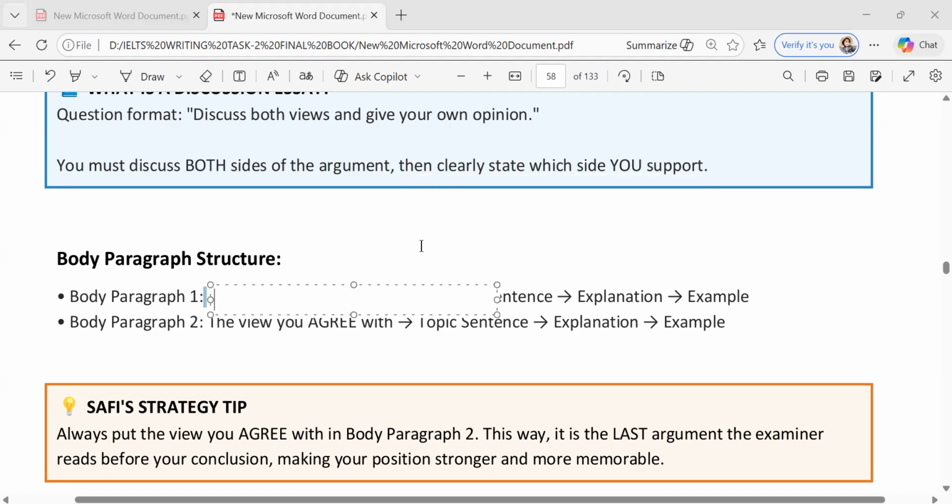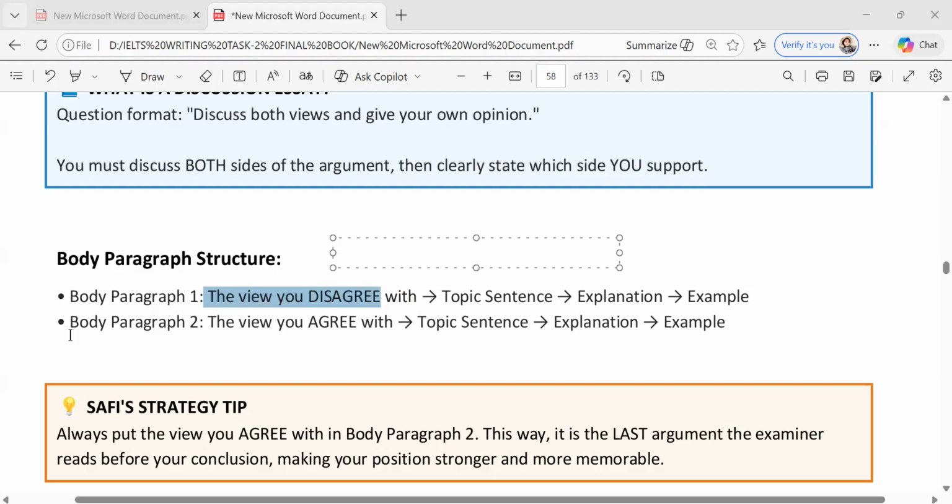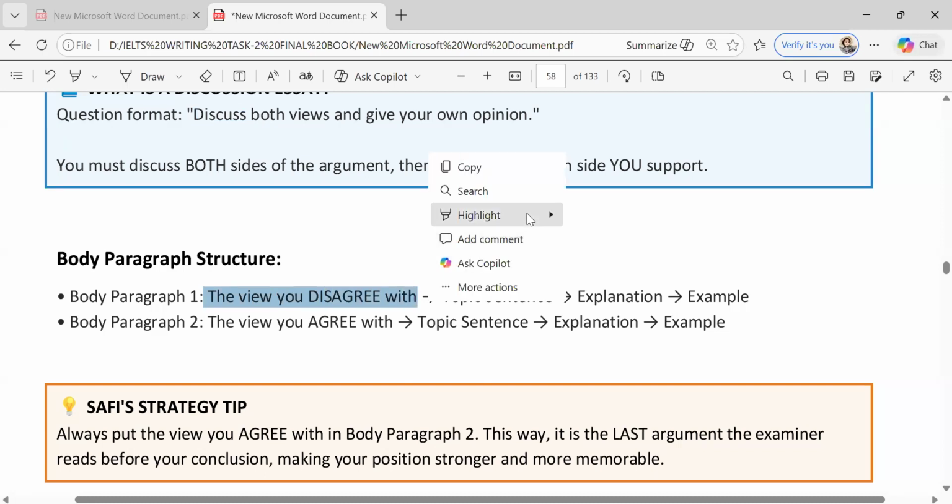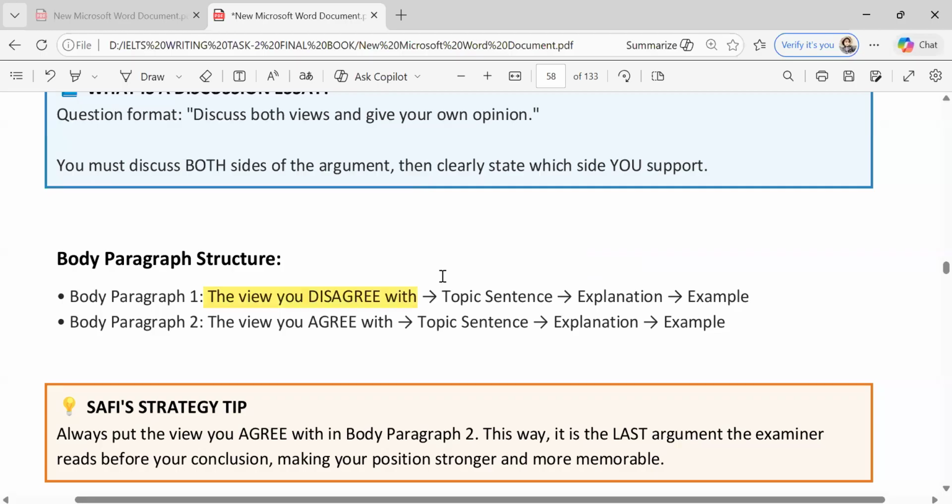So the first view you disagree. So the question they ask you, like, discuss both views. First of all, they will ask you to discuss both views and give your own opinion, the way they have written. So we will write down the view you disagree. For example, I agree with those that they should construct wider roads, but I disagree with constructing railway tracks. So the one I disagree with would be the first paragraph, and the one I agree with.